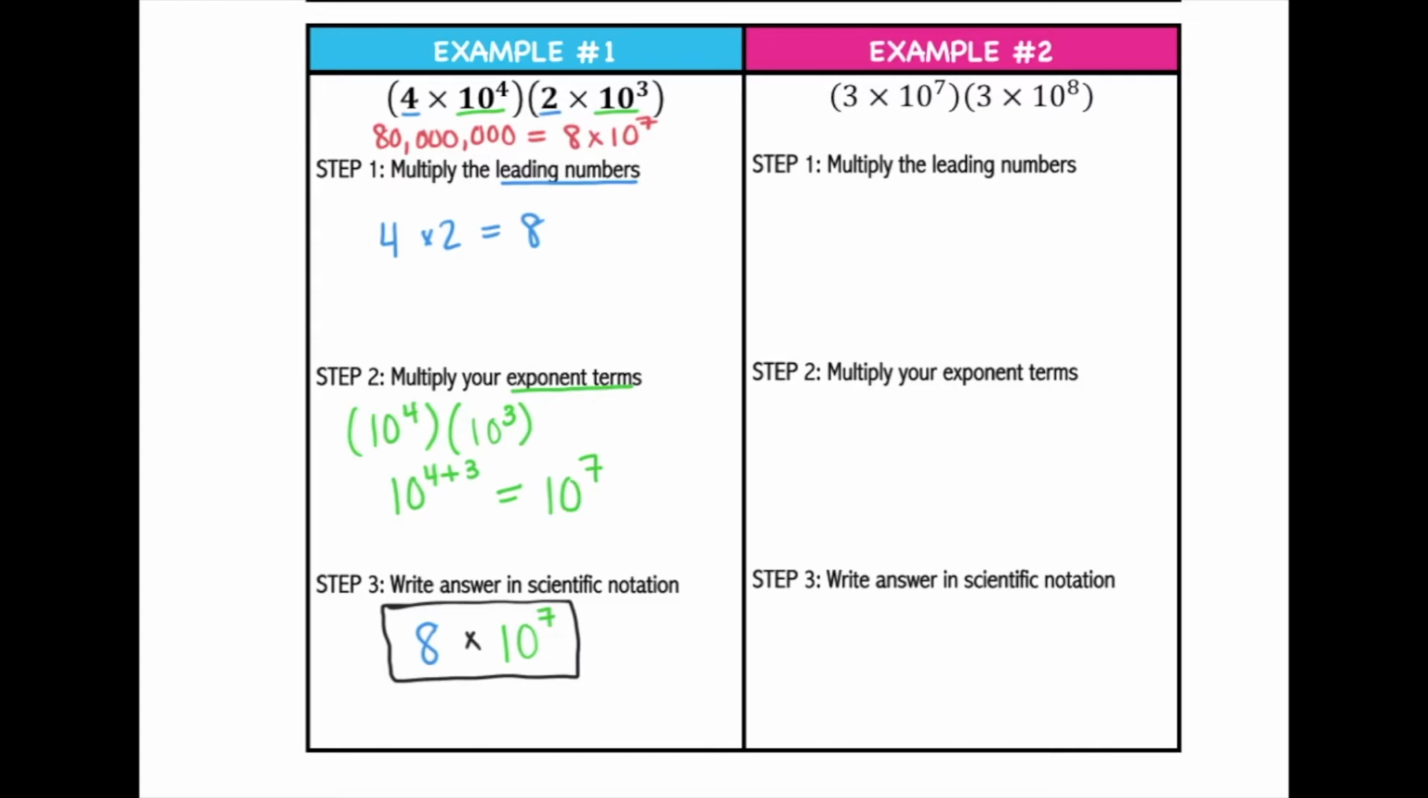So for example 2, we're going to start out the same. We are going to multiply our leading numbers, which I'm underlining in blue. So 3 times 3 will give us 9 when we multiply our leading numbers.